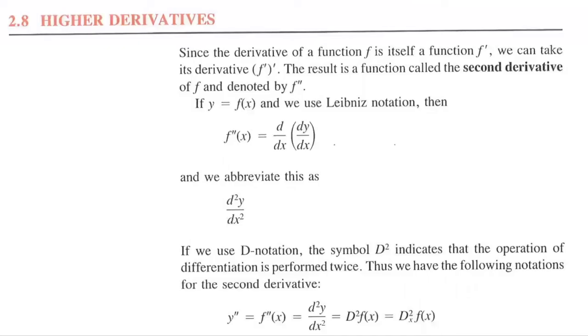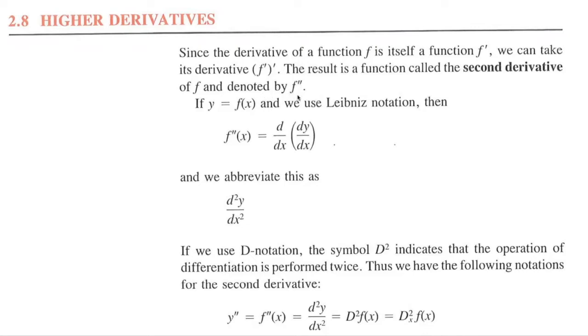We were talking about section 2.8, higher derivatives. Now we know that the derivative of a function is itself a function. And since it is a function, we can take the derivative of that function. So what we're doing is taking the derivative of a derivative. The result is a function called the second derivative of f, and is denoted with f double prime here.